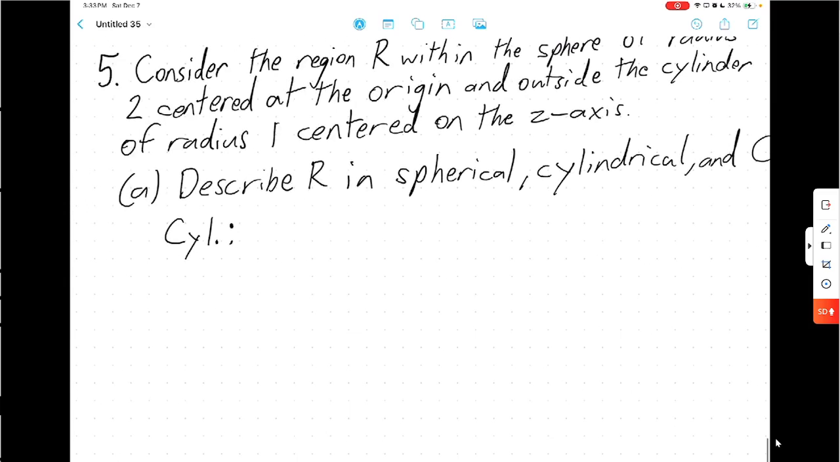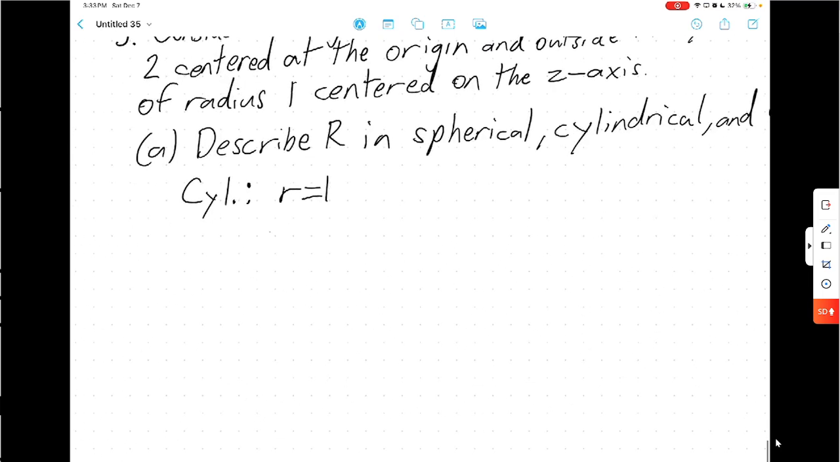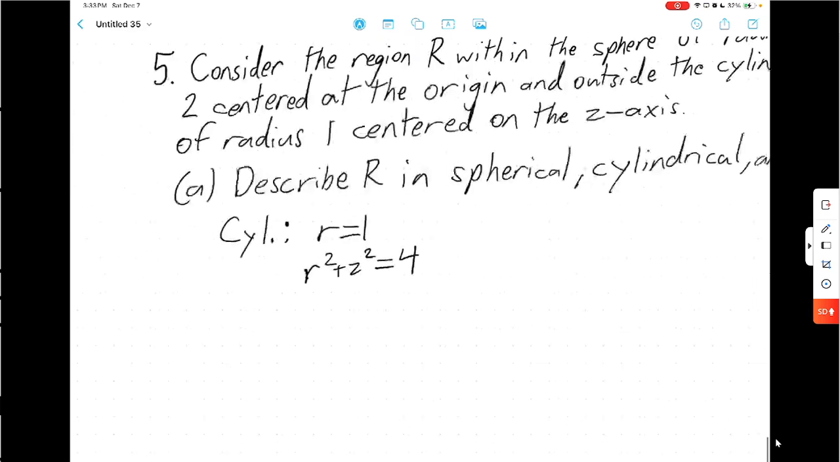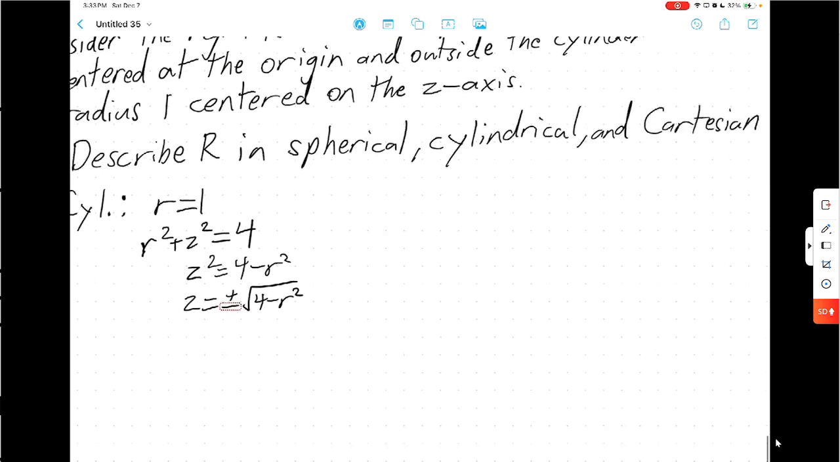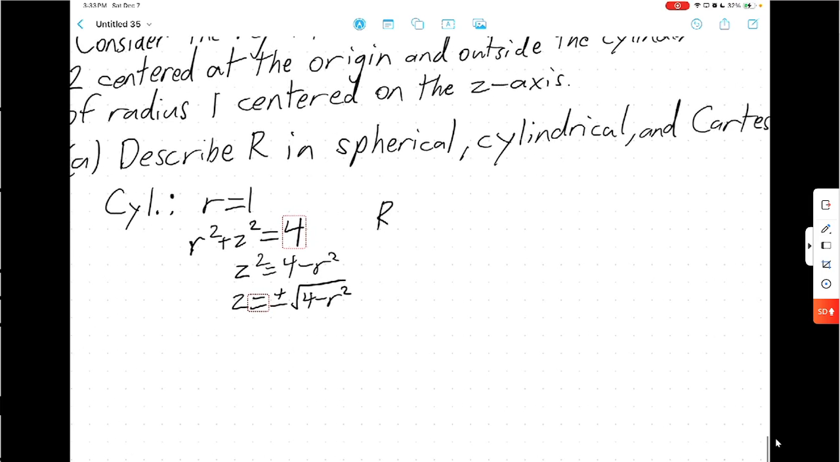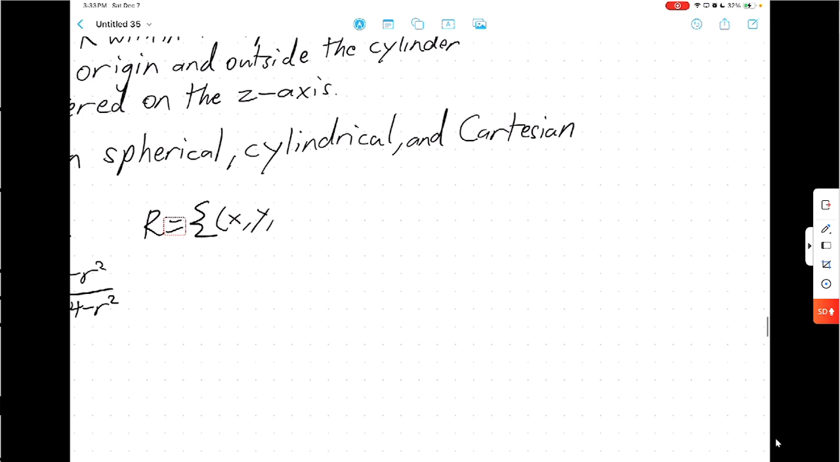So the cylinder of radius 1 is going to be described by r is equal to 1, and the sphere of radius 2 is going to be described by r squared plus z squared is equal to 4. So z squared is equal to 4 minus r squared, or z is equal to plus or minus the square root of 4 minus r squared. I'm going to use set notation for all the regions, because it's easier this way.